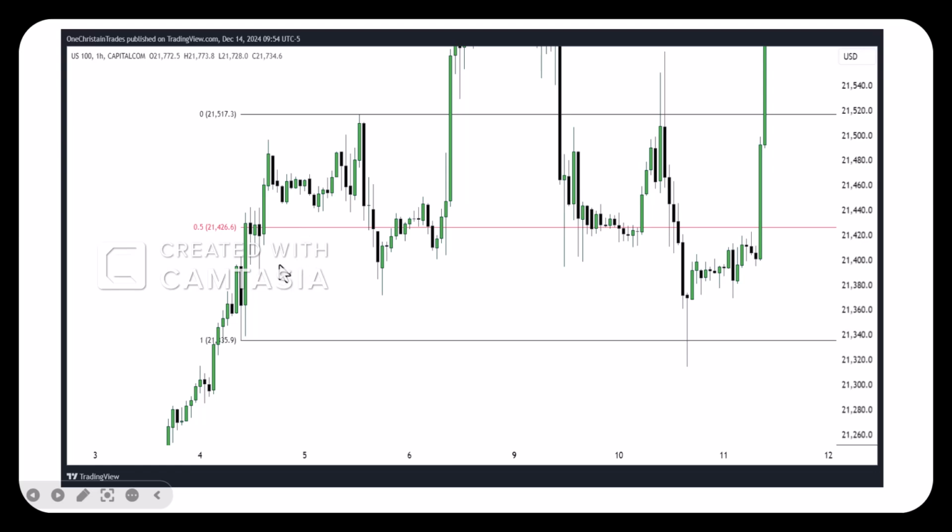To buy it back up into a premium area. There is an order block too, another block inside the discount, from this 0.5 level to the 1 level. This is a discount order block. And what do we see this order block do?